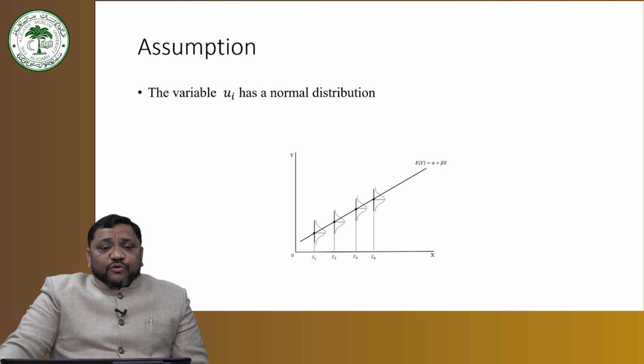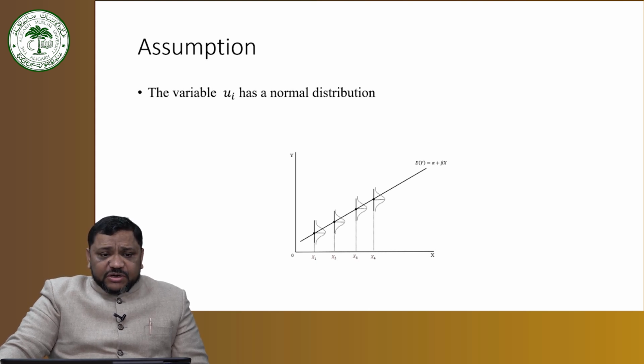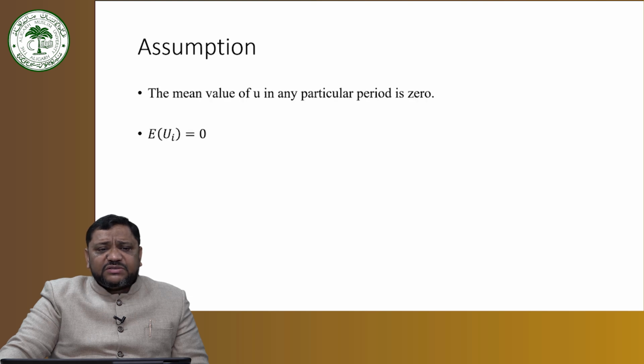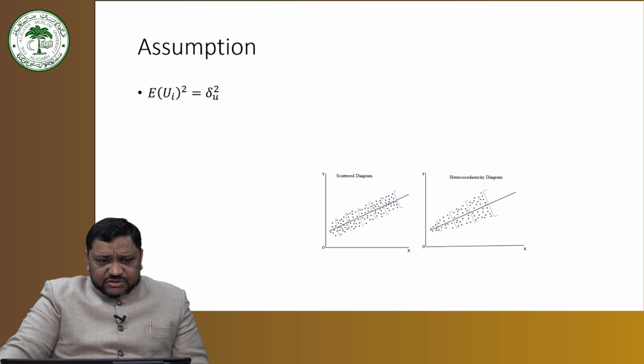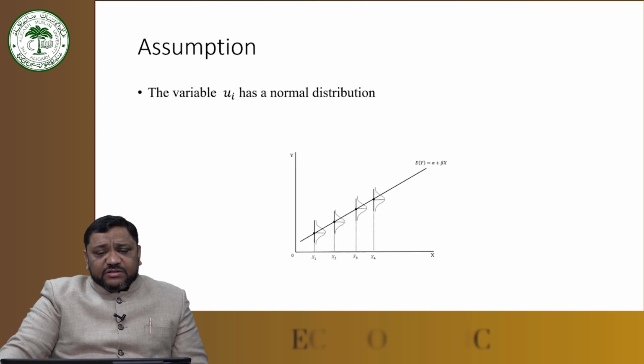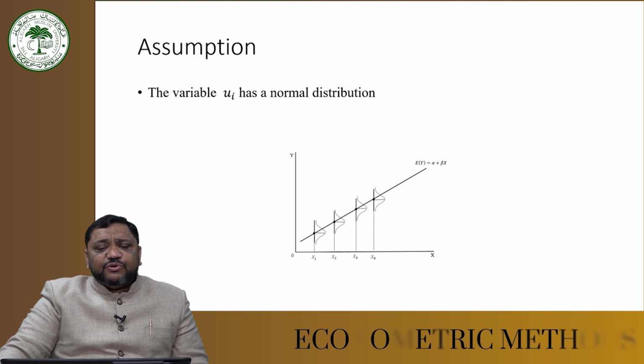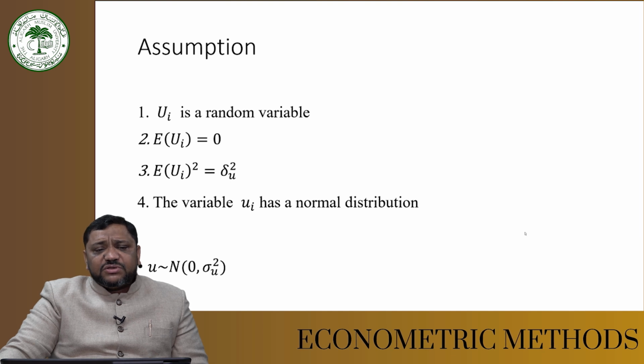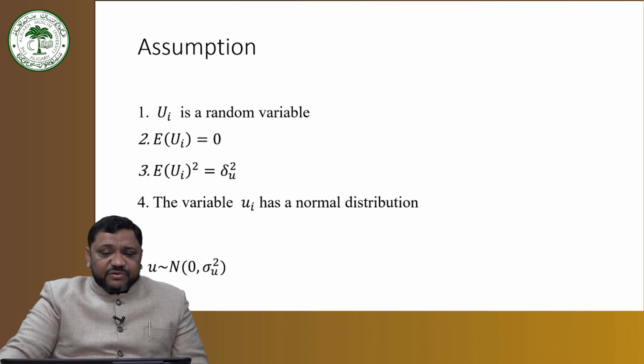So we have seen four assumptions. The first, ui is random; the mean value is 0; the variance is constant; and the error term has a normal distribution. The above four assumptions about the behavioral distribution of the error term are summarized by the expression given below.